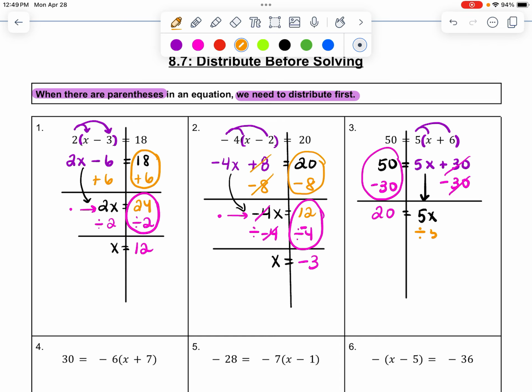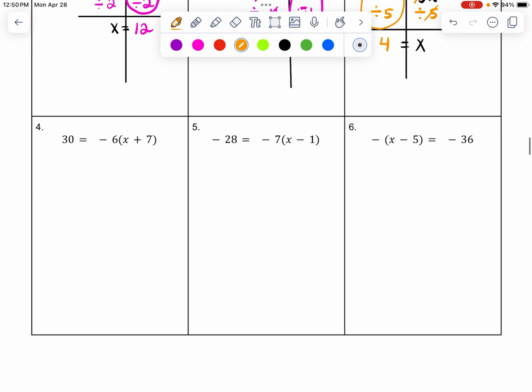Now we're going to divide by 5. When we divide by 5, the 5 and the 5 cancel, and we get x equals 20 divided by 5, which is 4. Let's try 2 more examples. We're going to try number 4, and we're going to try number 6, and we will actually skip number 5 for now. Let's try number 4.